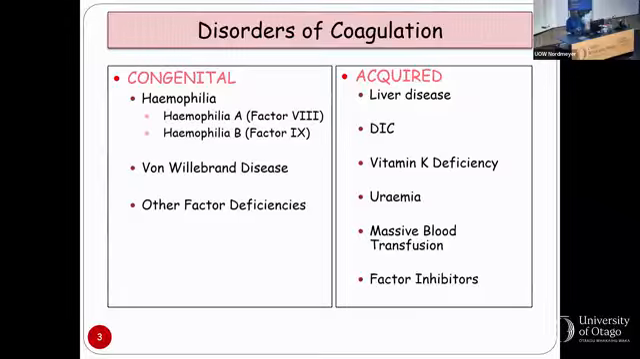Then, of course, there are these acquired ones that are listed here. People with liver disease, DIC, disseminated intravascular coagulopathy, vitamin K deficiency common in neonates, and a few other people. People can also get it from other conditions. Uremia from CKD. Usually that would lead to multiple clotting problems, but key amongst them is thrombocytopathy. Then massive blood transfusion. We'll say a few words about all of this as we go along.